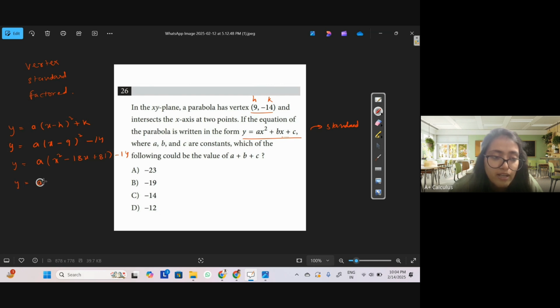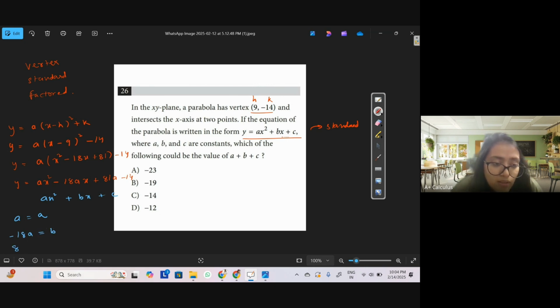Distribute the a, so you get ax square minus 18ax plus 81a minus 14. And that's it, we have it in the standard form. So you compare it with ax square plus bx plus c. So you get the values of a: coefficient of x square is a, so a is equal to a. Then negative 18a is equal to b.